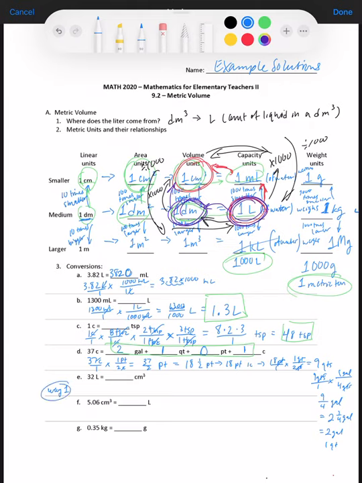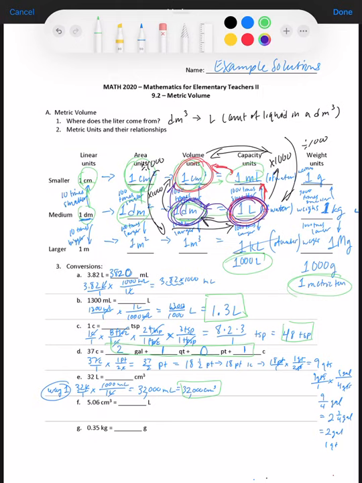So way 1, I'm going to take 32 liters, put over 1, multiply it by 1 liter for every 1,000 milliliters. Okay, so the liters will simplify, cancel there, and we get 32,000 milliliters. And then we just set the milliliters equal to centimeters cubed, and so it's going to equal 32,000 centimeters cubed. Okay, so there's that one.